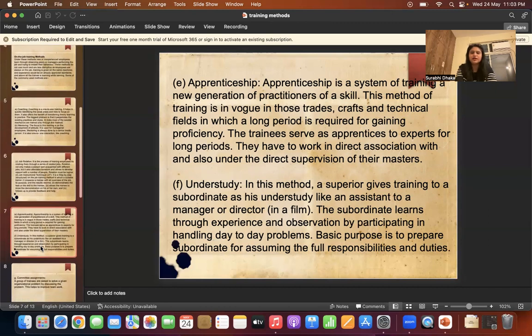Then comes your understudy. In understudy, a superior gives training to a subordinate as his understudy, like an assistant to a manager or a director. The subordinates learn through experience and observation by participating in handling day-to-day problems. And the basic purpose is to prepare the subordinate for assuming the full responsibilities and duties.